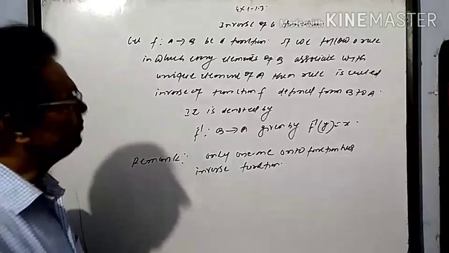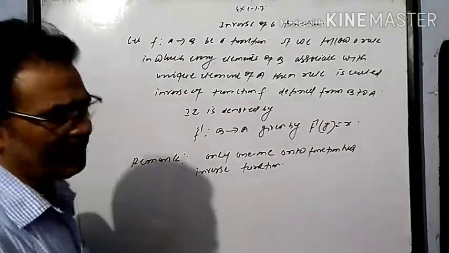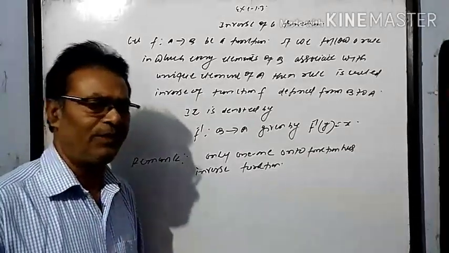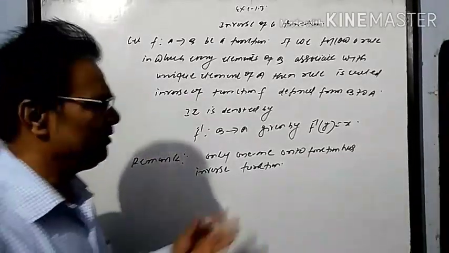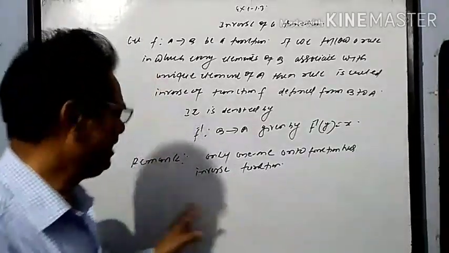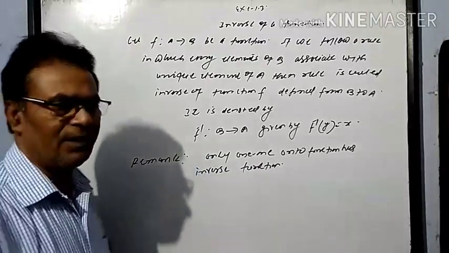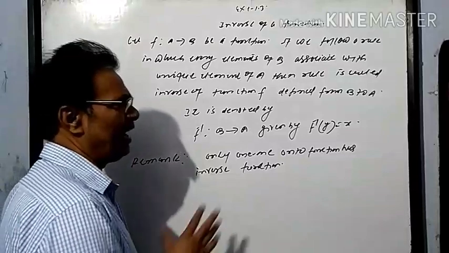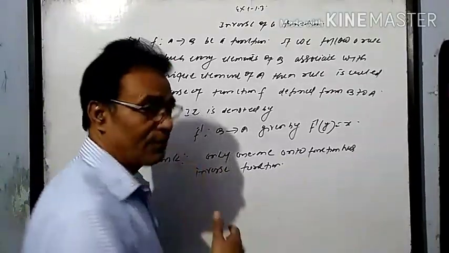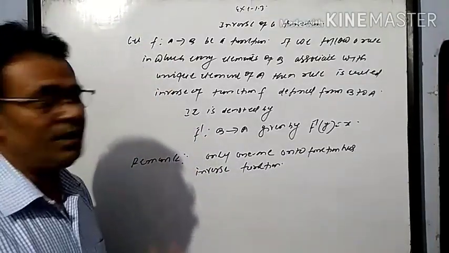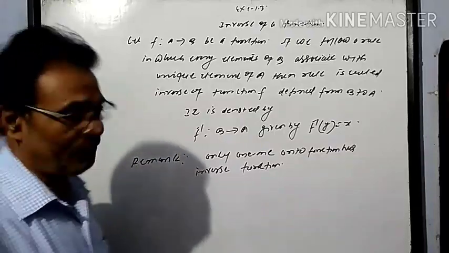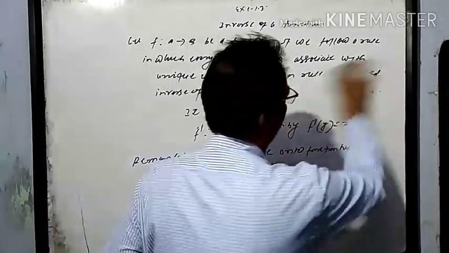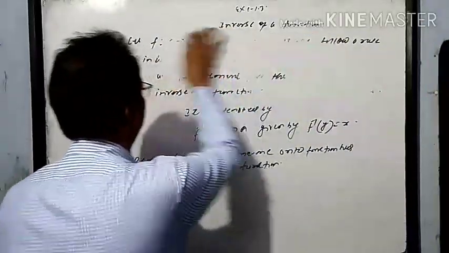In any problem, to find the inverse of a function, first of all, we have to prove that the function is invertible. That means we have to prove that the function is one-one and onto, and then find the value of x in terms of y, which is called the inverse of the function. So now we shall discuss how we can find the inverse of a function.